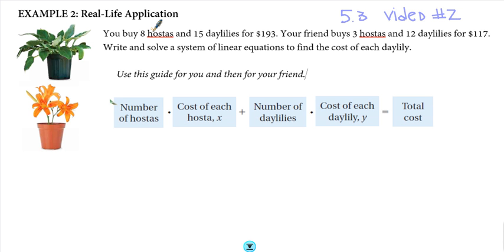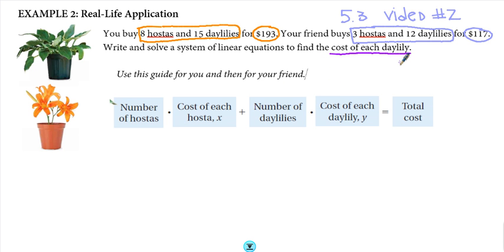So you have 8 hostas and 15 daylilies, and that's $193. So we know how many hostas and how many daylilies you're buying, but we don't know the cost of each flower. Then your friend is buying 3 hostas and 12 daylilies for $117. And again, we don't know how much they each cost. What are we trying to find? We're trying to find the cost of each daylily.